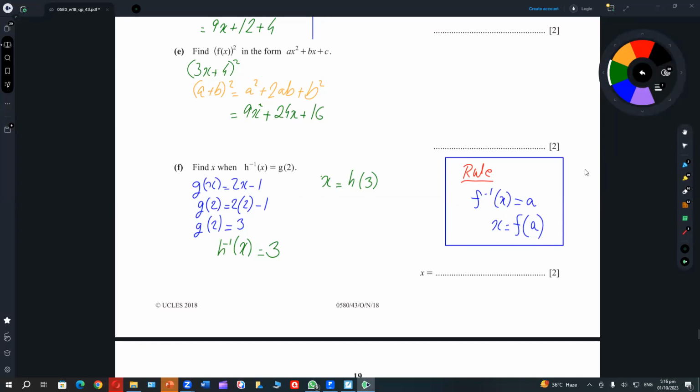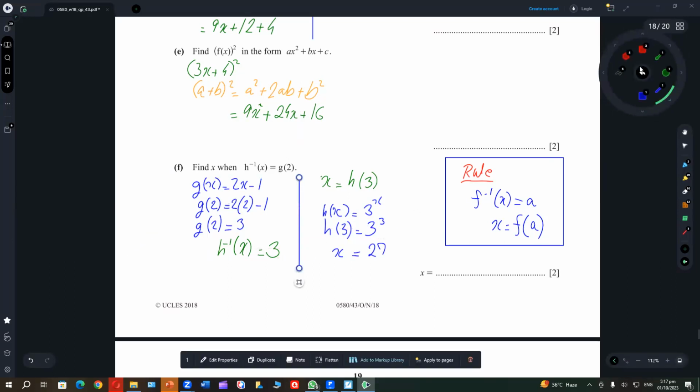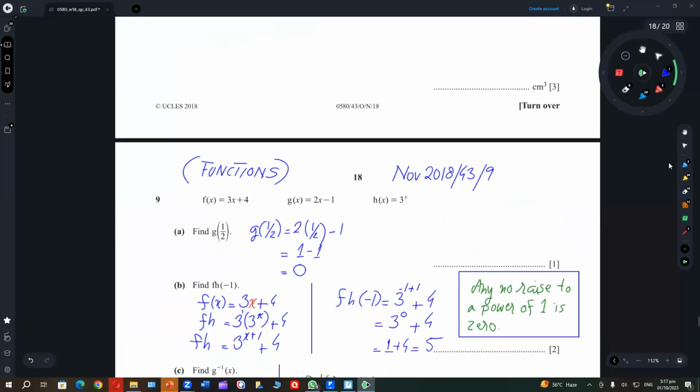If we consider now h(x) is equal to, I'm replacing x by 3. Look what value of x we are getting. That's good. x is equal to 27.